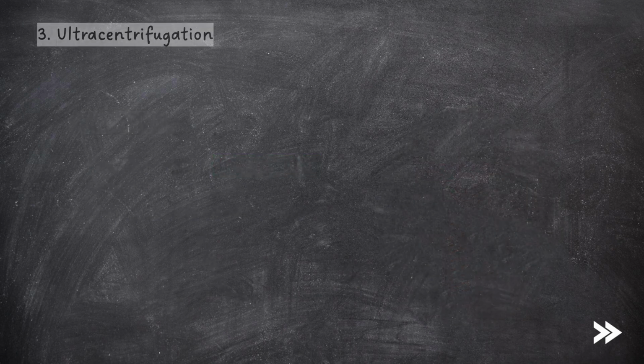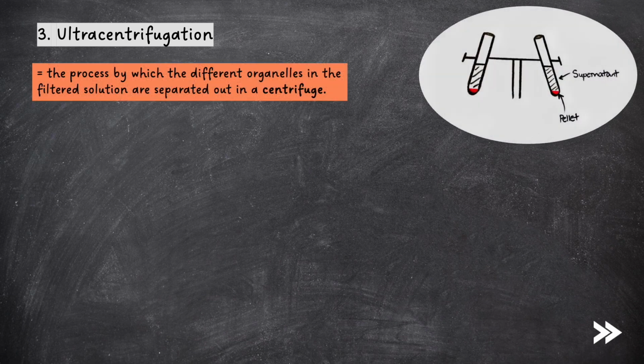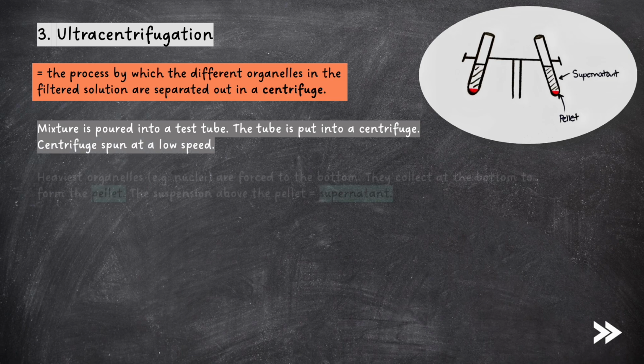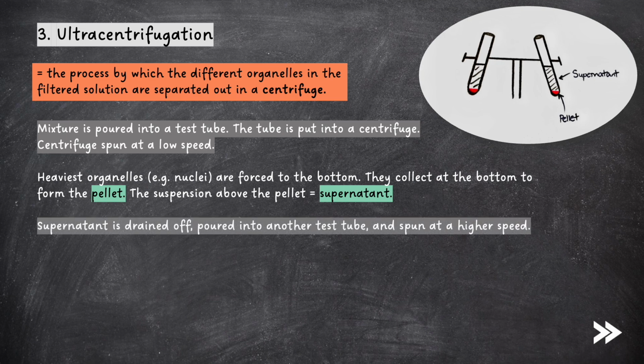Finally, we have ultracentrifugation. This is the process by which the different organelles in the filtered solution are separated out in a centrifuge. The mixture is first poured into a test tube. The tube is put into a centrifuge. This is then spun at a low speed. The heaviest organelles, such as the nuclei, are forced to the bottom and collect to form something known as the pellet. The suspension above the pellet is known as the supernatant, which is drained off, poured into another test tube, and spun at a higher speed. This time, lighter organelles, such as mitochondria, are found in the pellet.